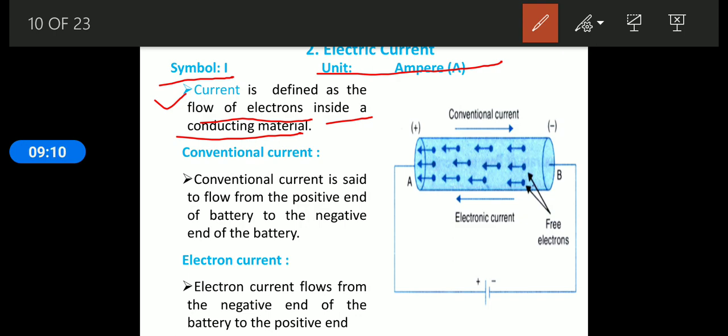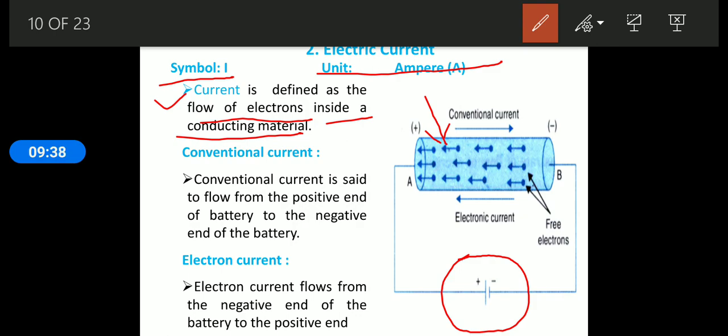Then this is the external DC source applied to this conductor. A conductor consists of a large number of electrons. Electron has a negative charge.